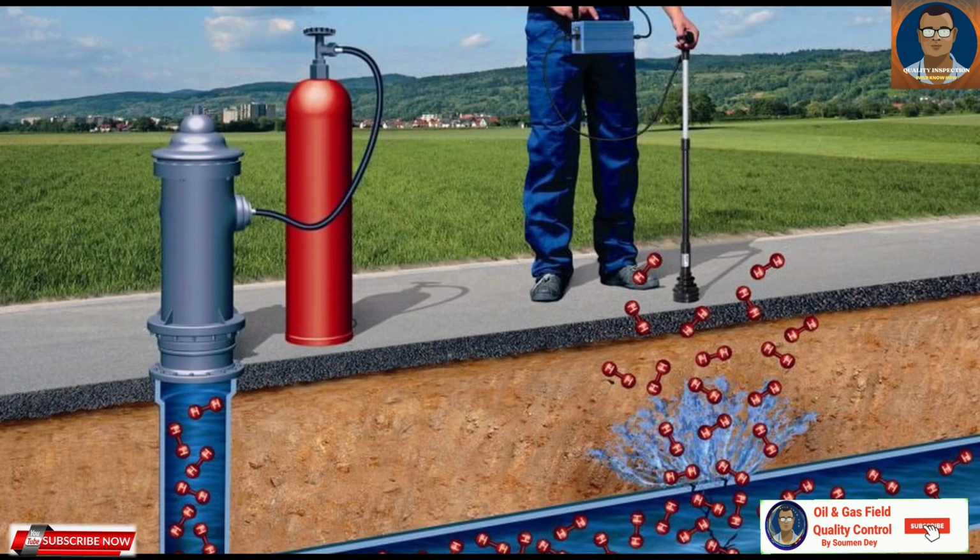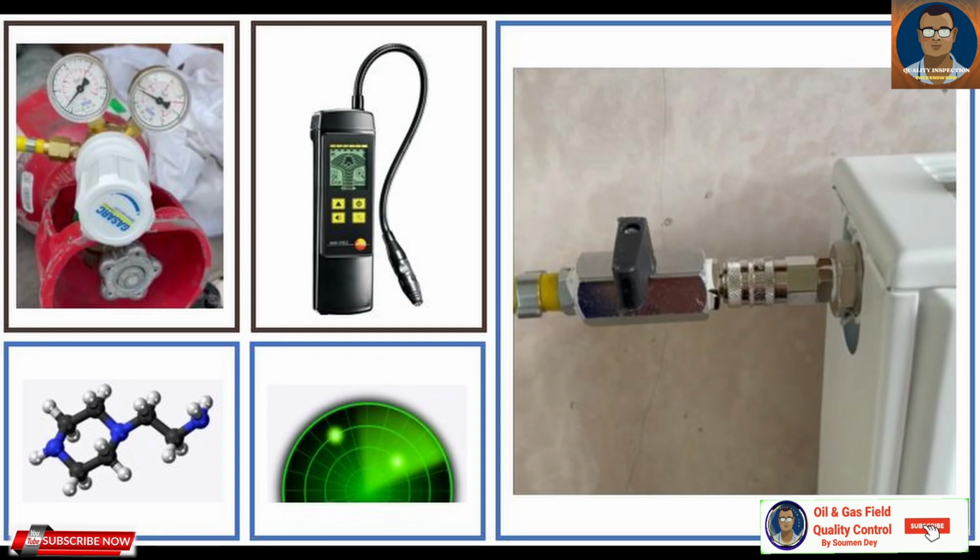Tracer gas detection. Tracer gas leak testing involves introducing a tracer gas such as helium or nitrogen into the system being tested. A detector sensitive to the tracer gas is then used to locate leaks. The advantage of this method is its high sensitivity and ability to detect small leaks.